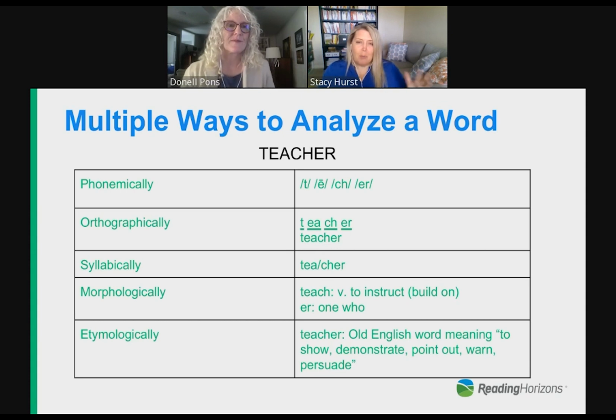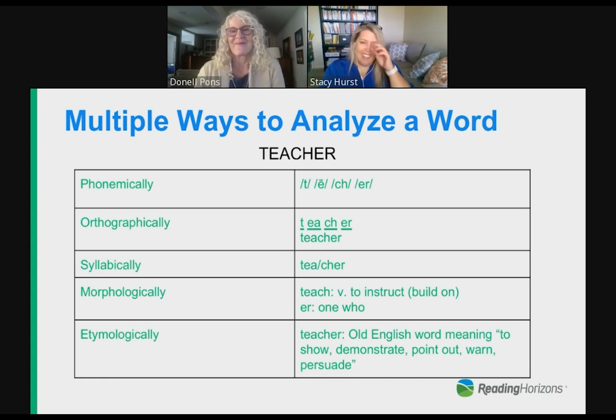Let's talk about ways to analyze a word. There are a lot of ways we can analyze a word, and we'll talk briefly about why that's really important to know. But I can think of a word like teacher, and we can analyze it on the phoneme level. So I would say to my students, how many phonemes in teacher? T, e, ch, we have 4 phonemes.